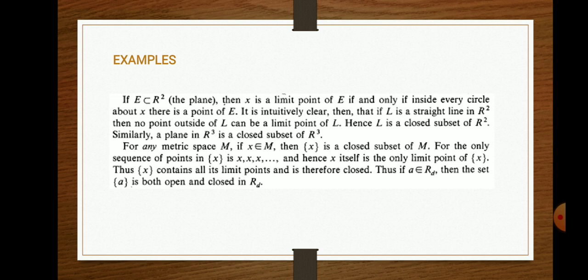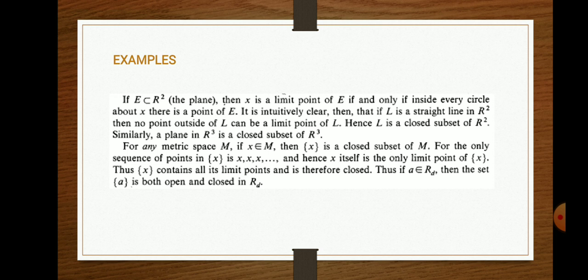If L is a straight line in R2, then no point outside of L can be a limit point of L. L contains all its limit points. Therefore L is a closed subset of R2. A plane in R3 is also a closed subset of R3. Outside the plane you cannot find any limit point.